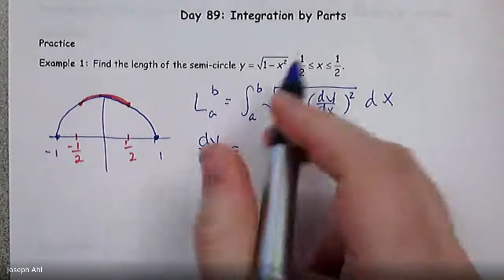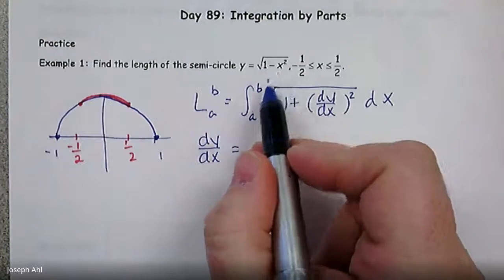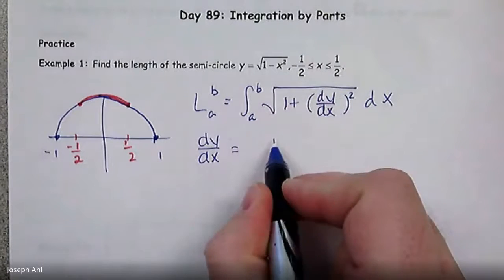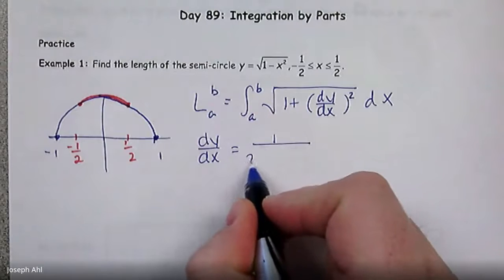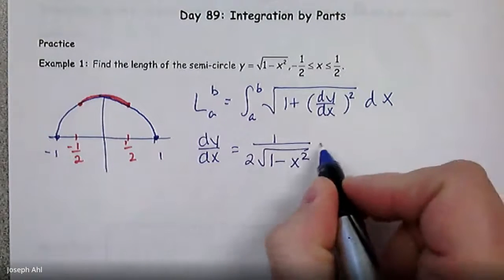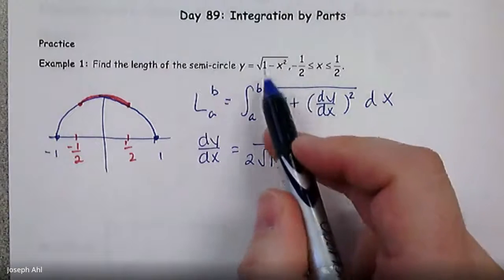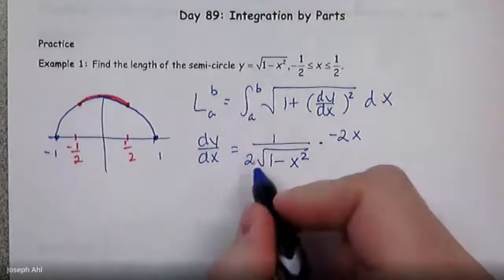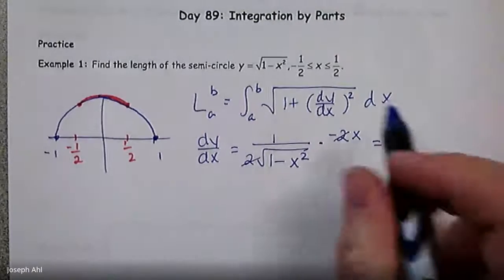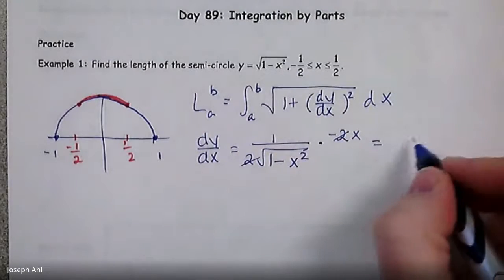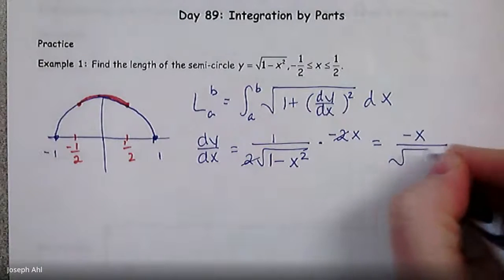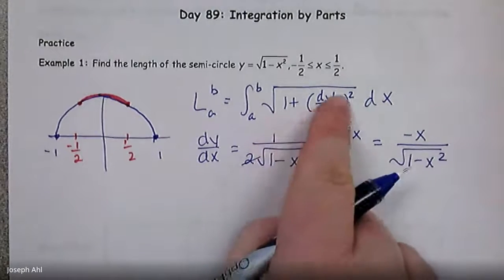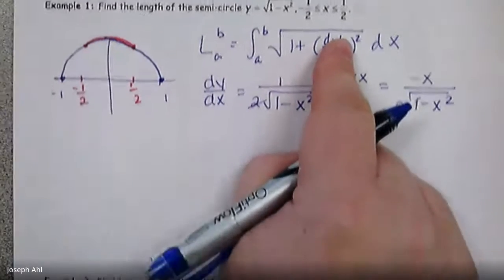Dy dx would equal, you're going to have to use chain rule here, right? It's going to be 1/2 and then this quantity to the -1/2. So that, when I get rid of the negative exponent, would be 1/2 radical 1 minus x squared, but then times the derivative of the inside for that chain rule piece, which would be -2x. And you'll see that these twos cancel out. So the derivative of y equals radical 1 minus x squared is -x over the square root of 1 minus x squared. Now keep in mind, we're going to square that when I put it into the arc length formula.